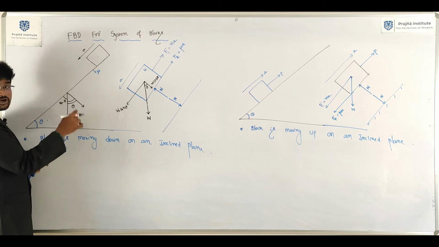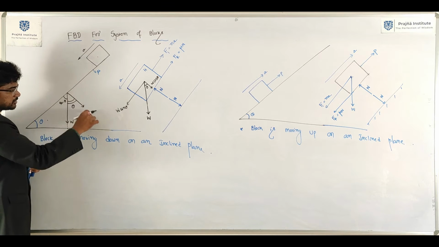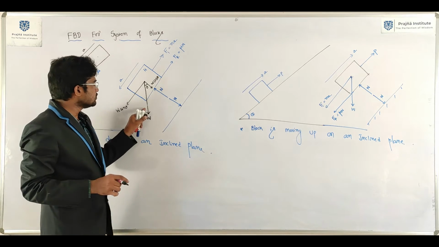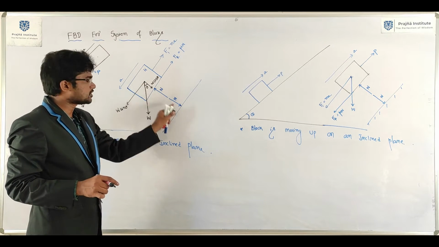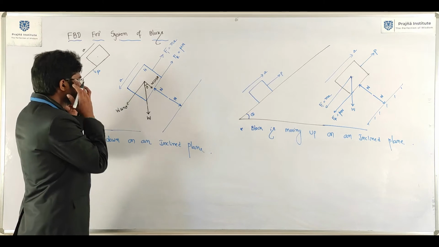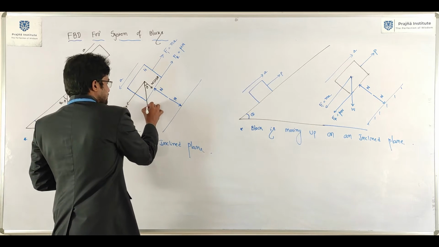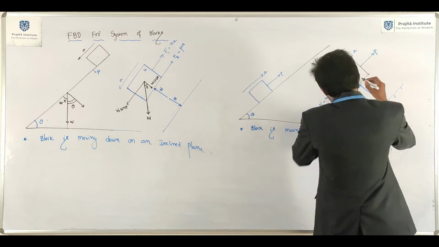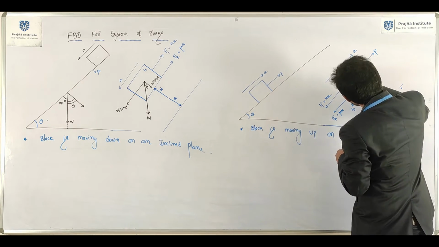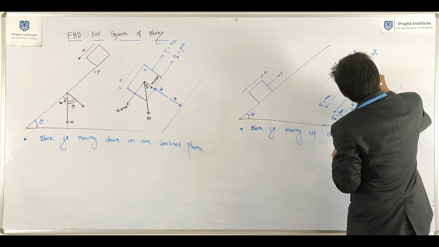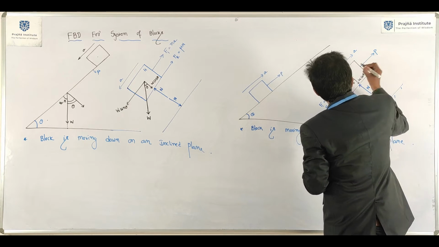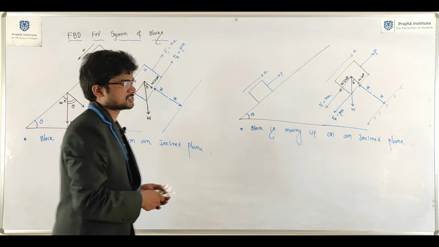So how to resolve weight? W is making an angle theta with the normal. That's it. Just resolve the forces: W cos theta and W sin theta. Similarly here, it is theta, W cos theta, W sin theta. Okay, so it is very simple actually.